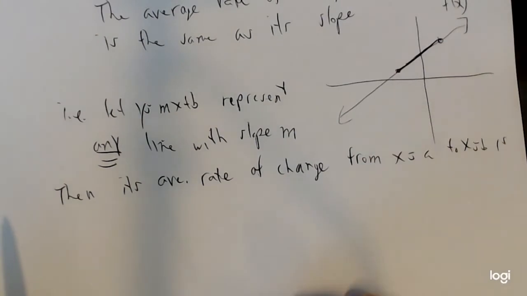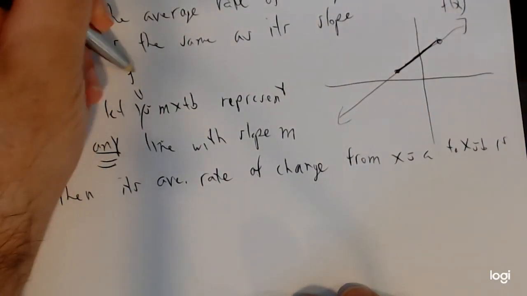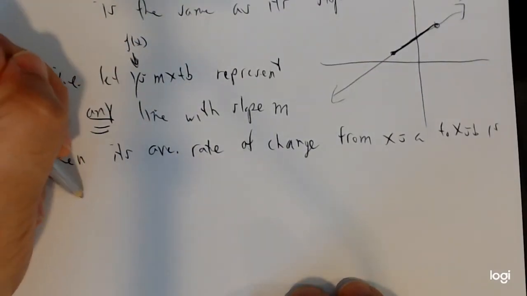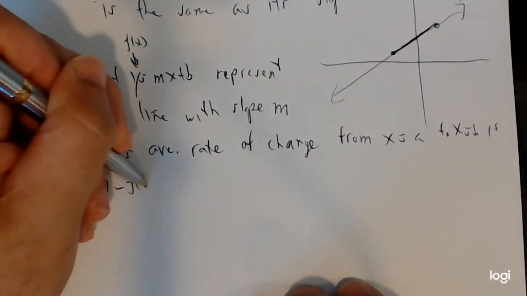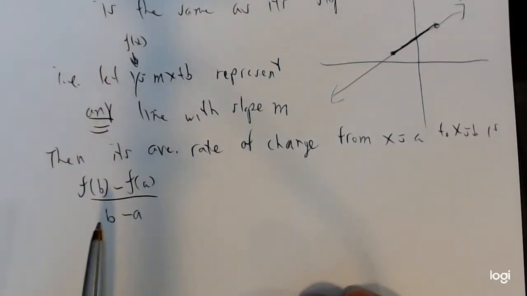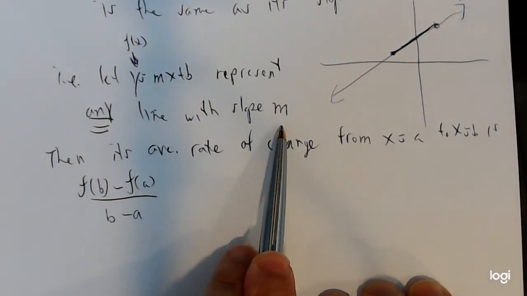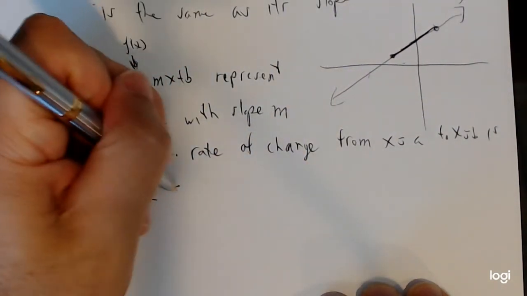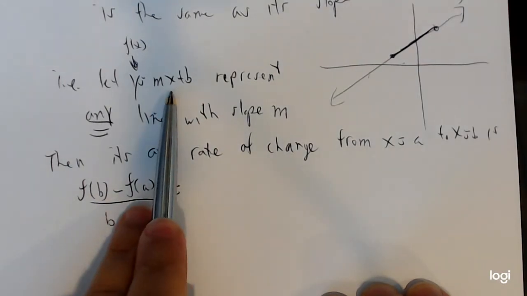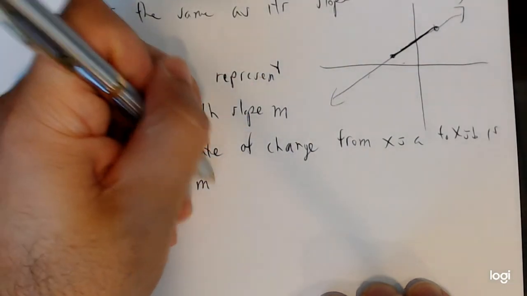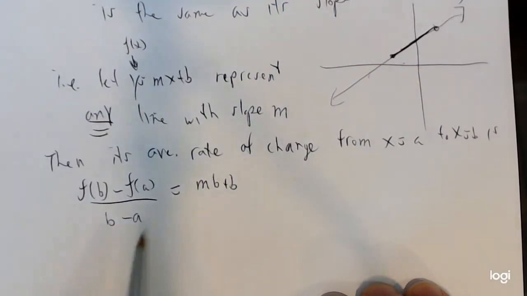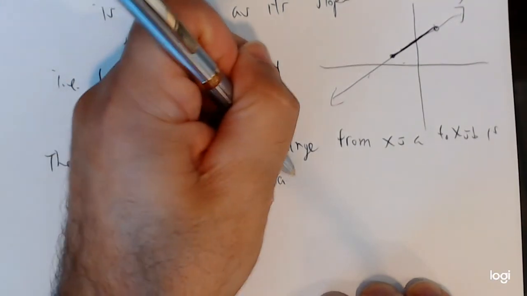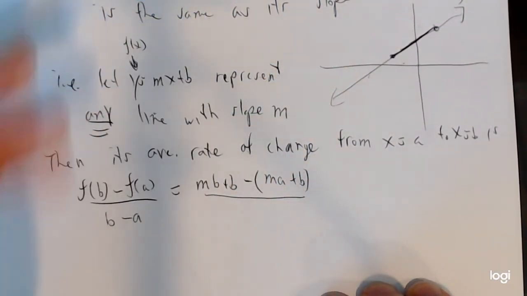Because what is it that we have? That's our f of x, right? This is our f of x. So let's use the formula. It'll be what? f of b minus f of a over b minus a. And by the way, what should we get? We expect to get m, because we're claiming that it's the same as the slope of its line, right? So let's validate this. What's f of b going to be? If I plug in b for x here, what do I get? I get mb plus b, minus f of a, which f of a would be what? ma plus b, all over b minus a.